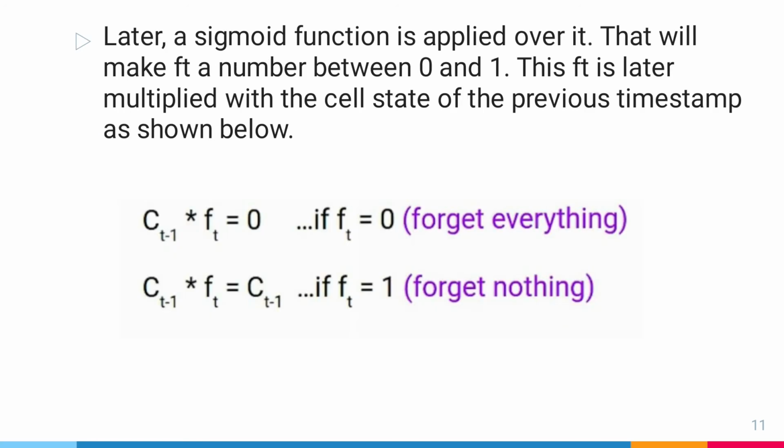Then the output f(t) is multiplied by the previous cell state, that is c(t-1). If f(t) is 0, then this product is also 0, so it forgets everything from the past. If f(t) is 1, then the product is equal to c(t-1), that is the previous cell state.